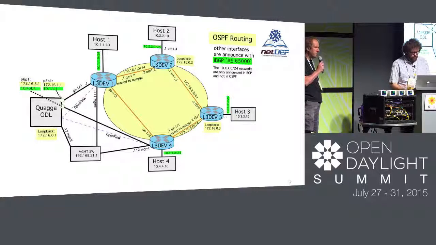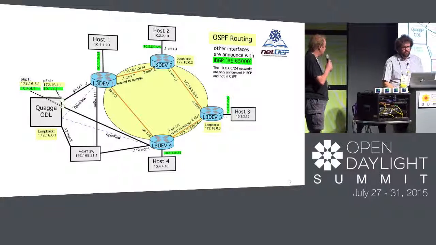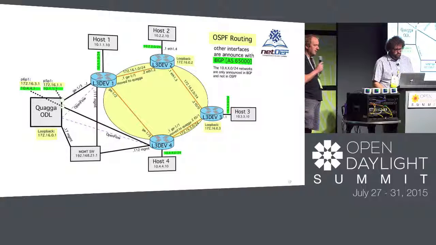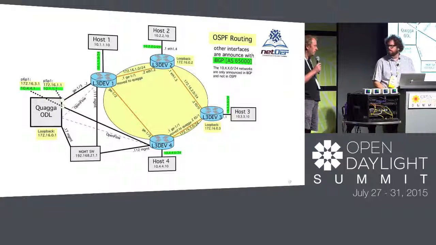So we are basically merging the two layer 3 devices, 1 and 4, together, and have the same OpenFlow control, OpenDaylight basically controlling both of them. So the configuration changed a little bit because we're basically merging the whole configuration.